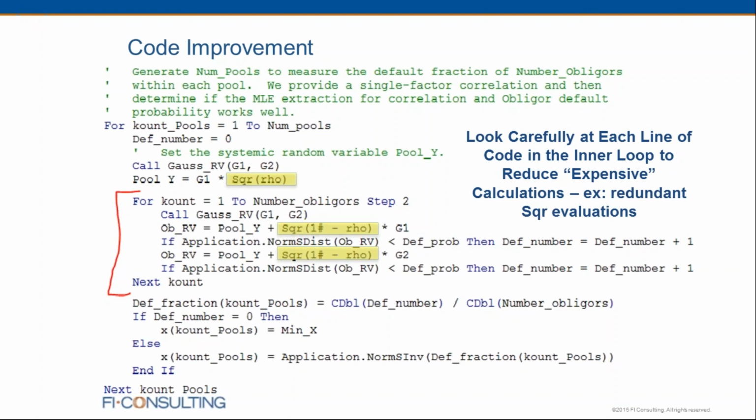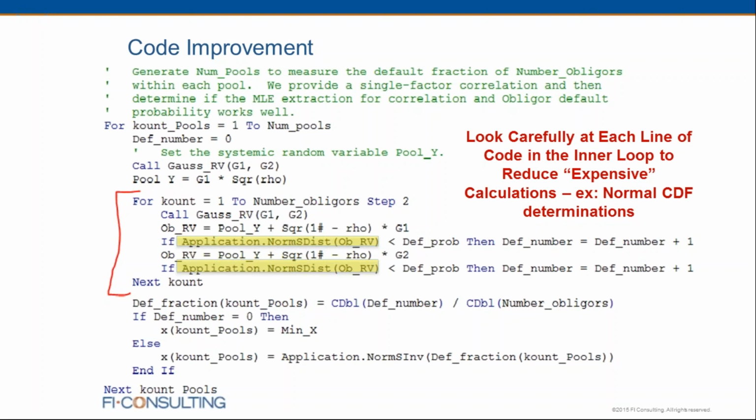We're going to look carefully at each line of code and, as we say, reduce the expensive calculations. A good first place to start is to notice that inside this loop, we keep calculating the square root of 1 minus rho, obviously rho's correlation. Well, when you think about it, you probably don't need to do that. You can just compute the square root outside the loop, and you don't need to keep doing it again inside the loop.